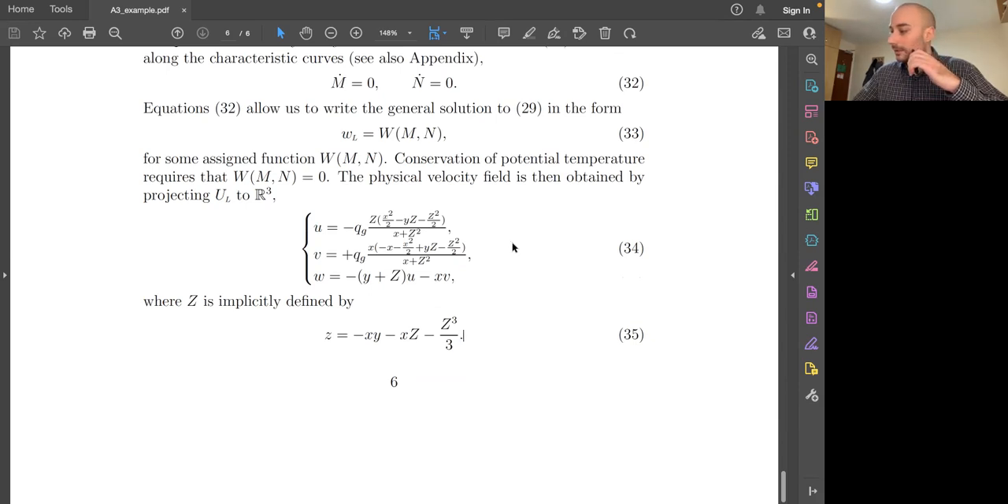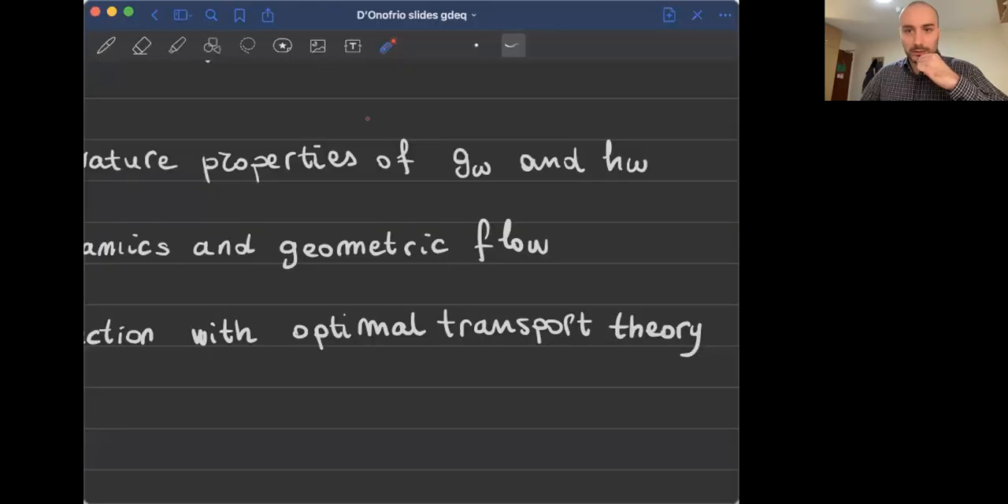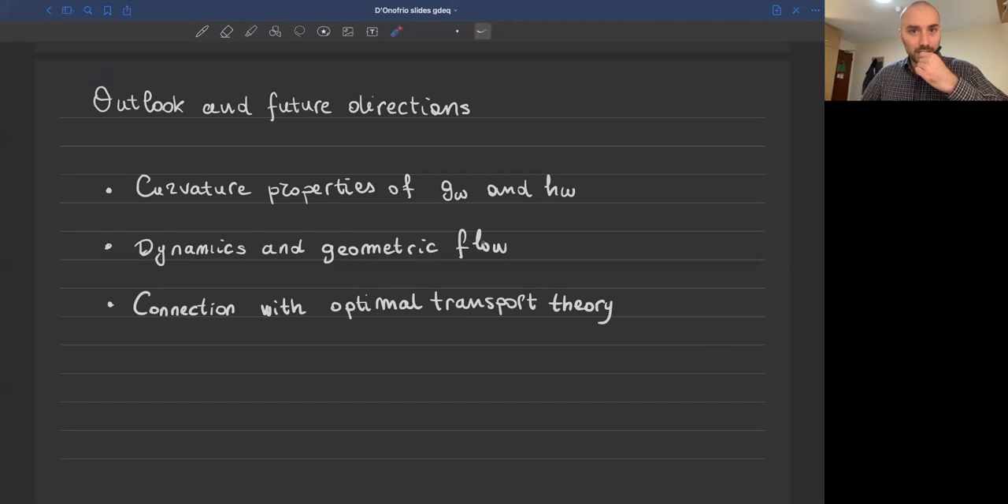I guess I've got no more to speak about for today. Just maybe some outlook and conclusions. So let me share the screen again. Outlook and future directions. We are going to look at the curvature of G omega and its pullback on solutions. It's going to be the next step in my project.